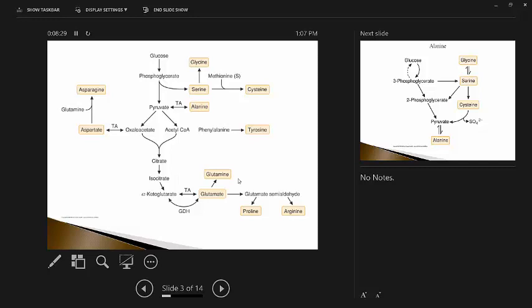So in glutamic acid, one of the carboxyl groups, the one that isn't the alpha carboxyl group, is in the aldehyde form, so it's considered glutamate semialdehyde. And it's going to be the way that you make proline and ornithine. And so the synthesis of arginine is the way that we're actually going to make it.